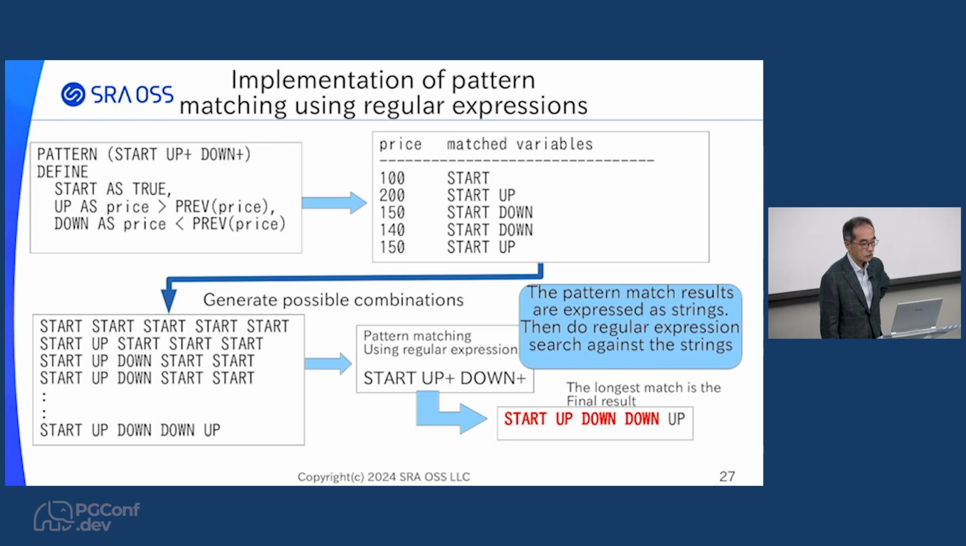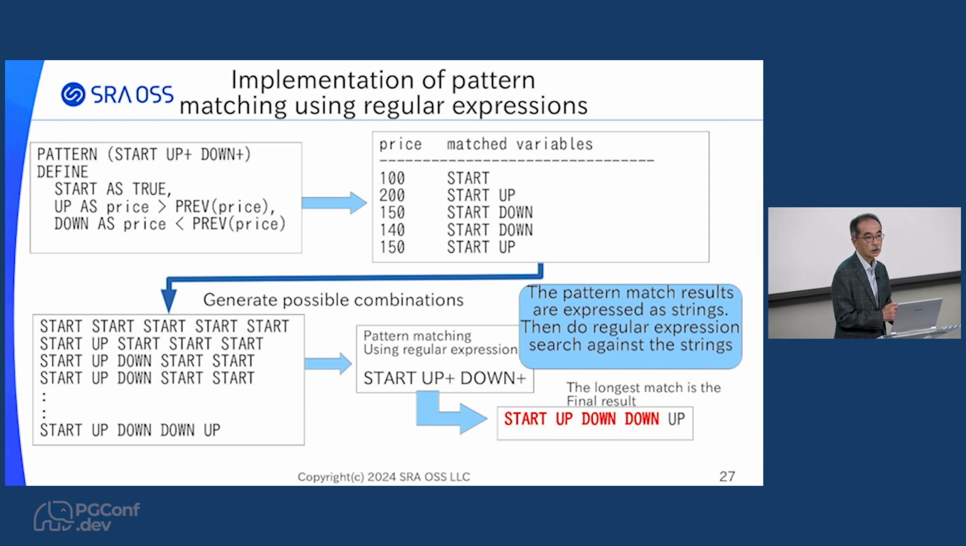The next step is to generate possible combinations of those matches. We could get something like, for example, all rows matching start, so we have start, start, start, and so on. And we also might have start, up, start, and so on, start, up, and down, and so on. So basically the number of possible combinations is huge.